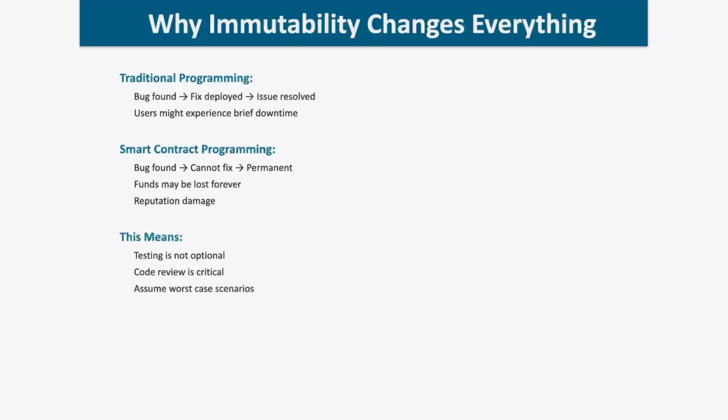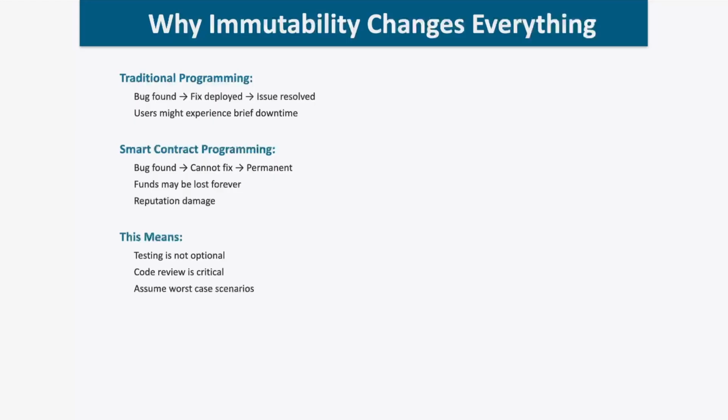In 2020, a contract called Harvest Finance lost 50 million to a flash loan attack. In 2021, Poly Network lost 611 million to a reentrancy-like exploit. So what this means is that testing isn't optional, code review isn't optional, and security thinking isn't optional at all. You must assume you will have made a mistake. You must test to find it before deployment.